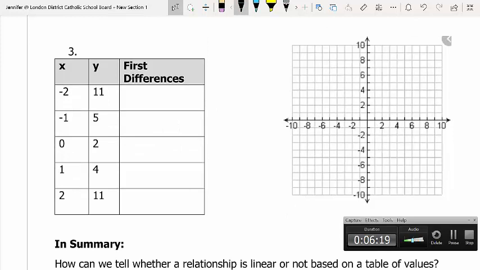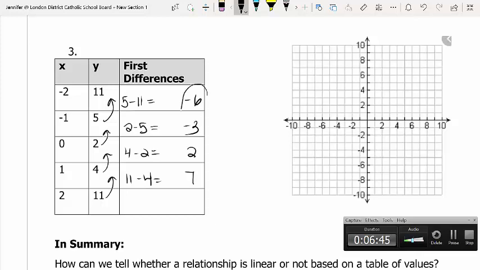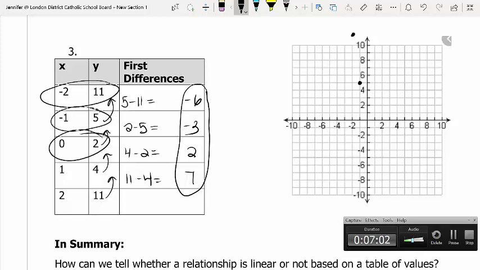Quickly calculate the first differences. Let's take the second y value, subtract the one above it. Okay, first differences are not the same, so hopefully you can start to guess if the graph's going to turn out linear or not. Let's graph. So -2 and 11, -1 and 5, 0 and 2, 1 and 4, 2 and 11. Definitely a non-linear relation because we cannot draw a straight line and connect all those points.